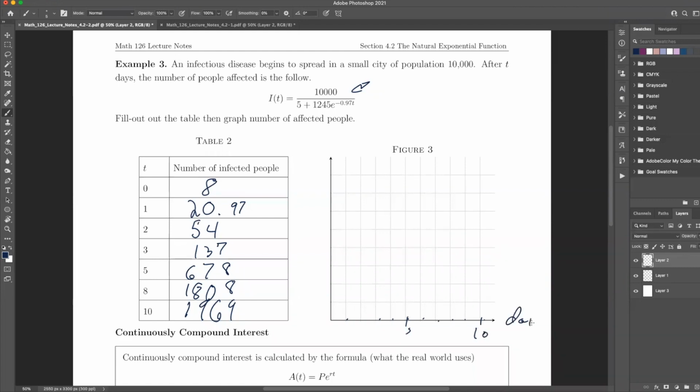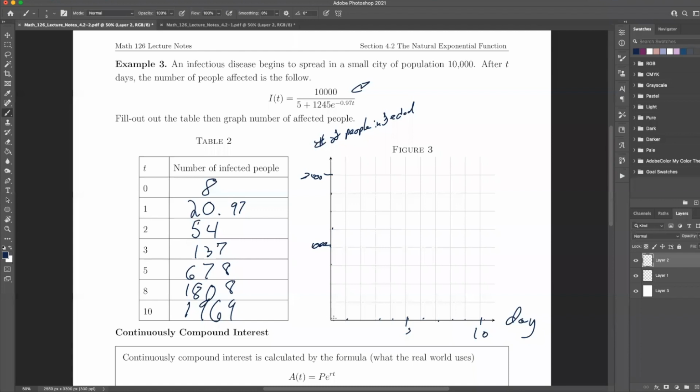All right, so we're going to graph days on this graph. We're going to graph number of people infected. Okay. All right, and then to make this graph make sense, we need to get to about 2,000. So we'll say this is 1,000, and then 1, 2, 3, 4. Nope, we're not doing 5. I didn't make it that tall. 1,000, 2,000.